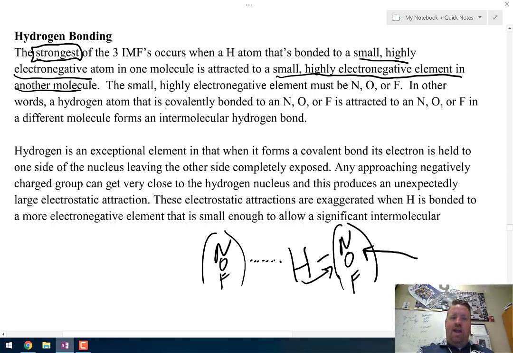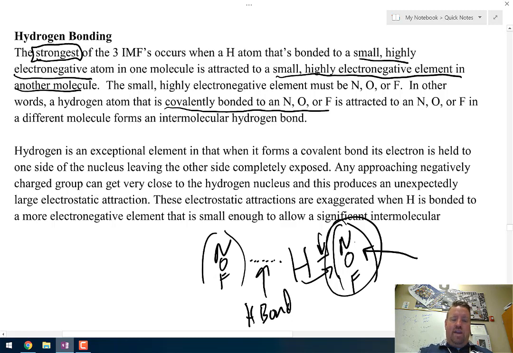Okay, so in other words, a hydrogen atom that is covalently bonded to an N, an O, or an F, so again, there's our covalent bond, that's the intramolecular bond, is attracted via a hydrogen bond, which again, I don't really like the name because it's not a bond. It's just an intermolecular attraction, but we call it hydrogen bonding. That hydrogen is attracted to an N, an O, or an F on another molecule. Ways that they trick you is they bond this hydrogen to something else other than an N, an O, or an F. So we know that the hydrogen bond exists between an H and an N, an O, or an F, but the hydrogen itself must also be bonded to an N, an O, or an F.